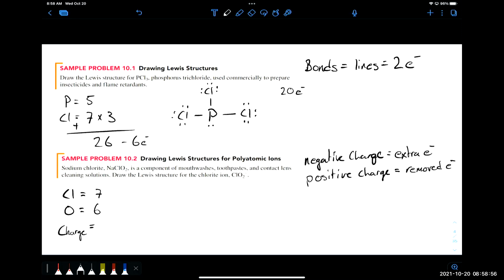We don't have a charge for PCl3. I'm just using it as written here. For ClO2, we do see a minus charge as it's written there.